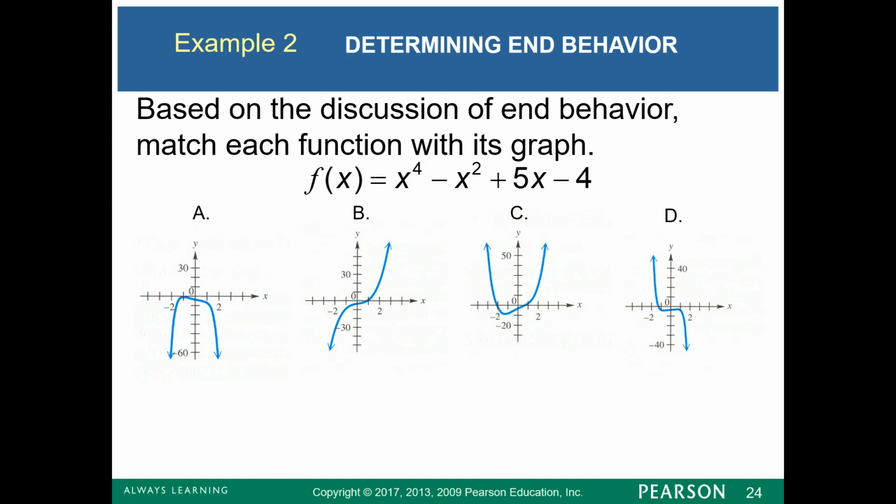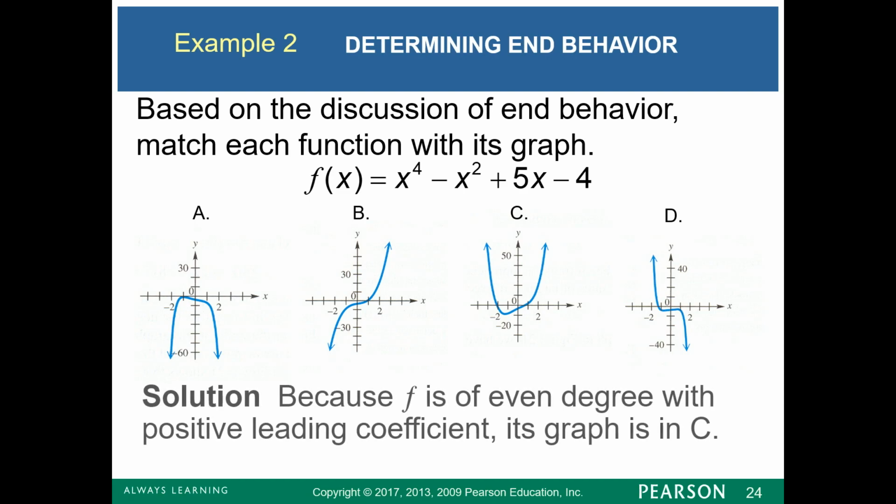Does that make sense? So now, if you look here, which one has rises to the left as well as rises to the right? C. So look at the graph C. So C is the graph of the given function f(x) equal to x to the power 4 minus x squared plus 5x minus 4. Did you see that? Did you get it? Look at the next slide, okay?